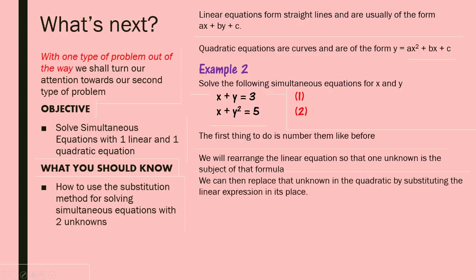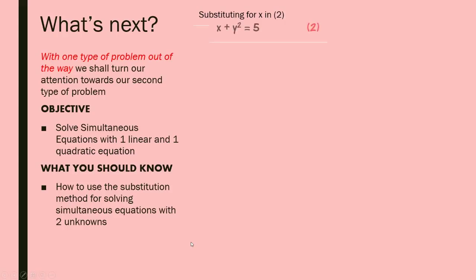Okay, so we're going to replace that unknown in the quadratic by substituting the linear expression in its place, just like we did the substitution method for two unknowns. So rearranging the x plus y equals 3 for x, we'll get x equals 3 minus y. And I've called that 1 dash because that is just a reform of that first equation. So we're going to take that and substitute for the x with the 3 minus y.